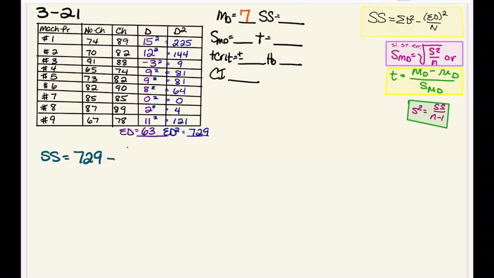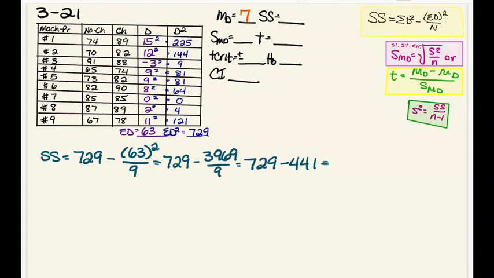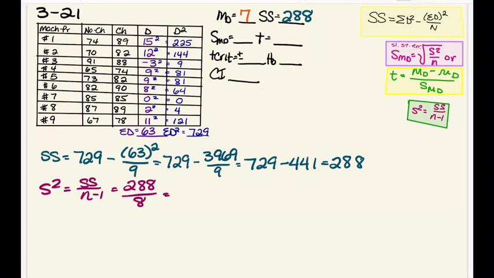We'll take the sum of squared differences and subtract the sum of differences squared divided by n. In this case, we get a value of 288. Then we can find our sample variance by taking our sum of squared deviations and dividing it by the degrees of freedom, which is 36.